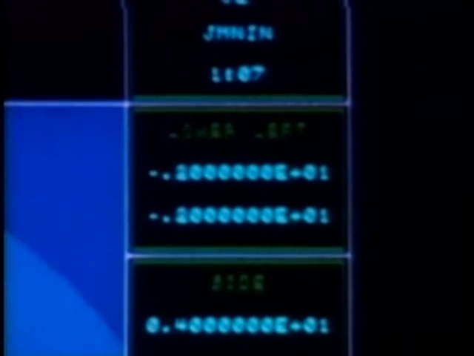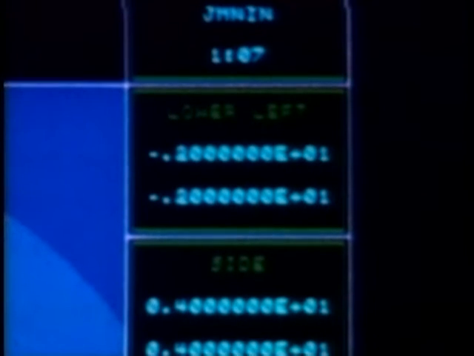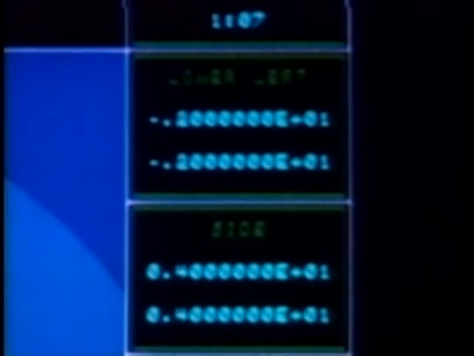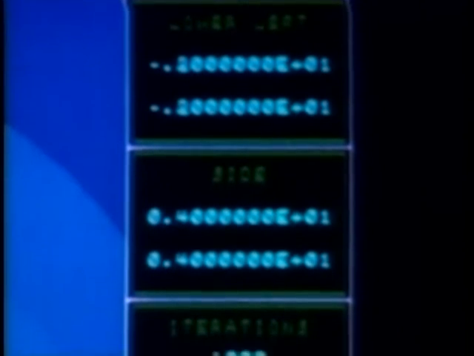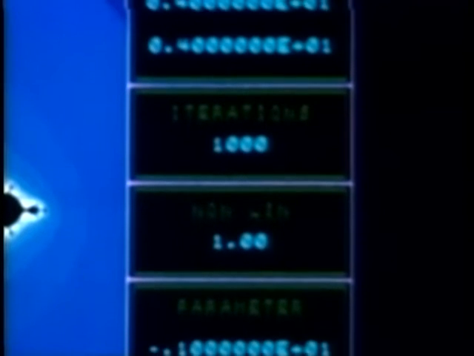Then you see the lower left-hand corner. You see a minus 0.2 E01. That should be read as minus 0.2 times 10 to the 1, in other words, minus 2. The lower left-hand corner is the point minus 2, minus 2. The side length is 0.4 E01, in other words, 4. So the whole frame is the square of side 4 centered at 0.